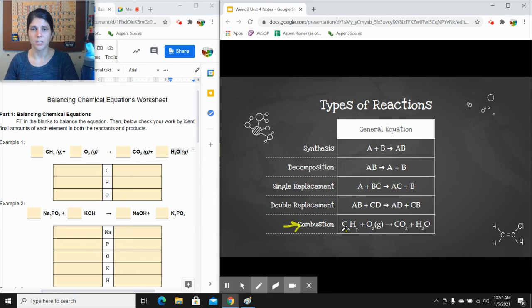It's a combustion reaction because we start with the CH bond, C1H4. It reacts with oxygen to form CO2 and H2O, and it always will form CO2 and H2O. It will always start with a carbon-hydrogen bond reacting with oxygen. This first one is called a combustion reaction.